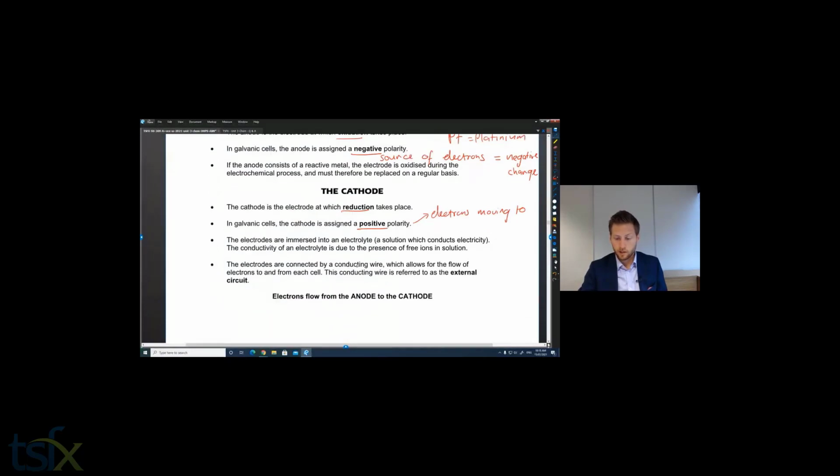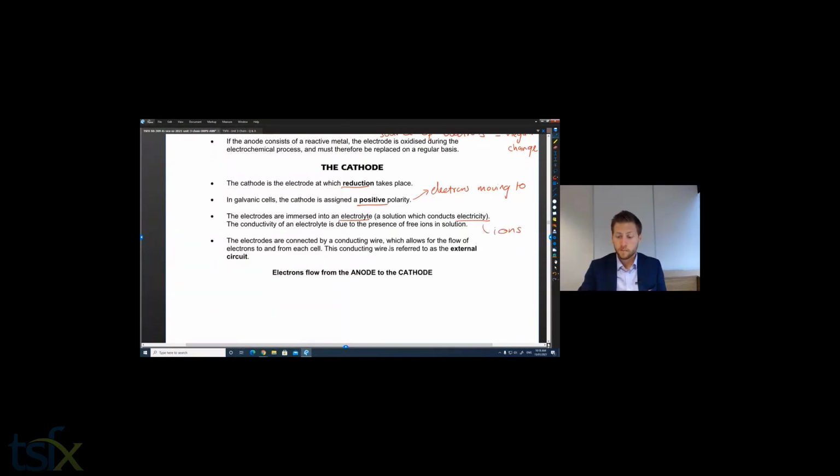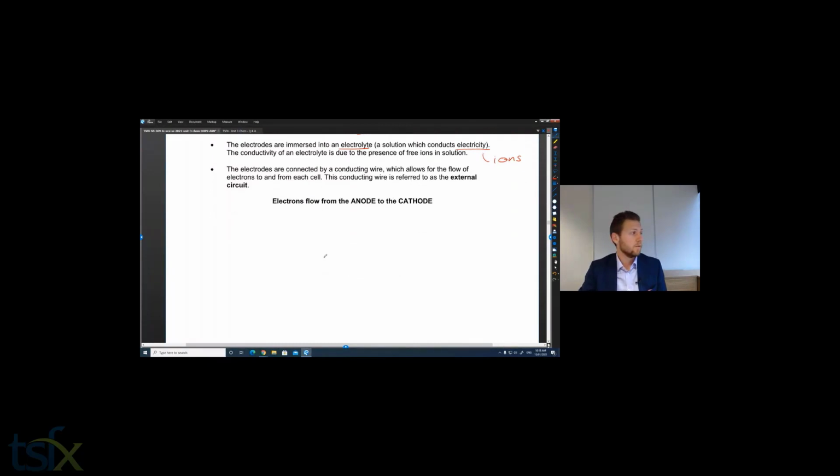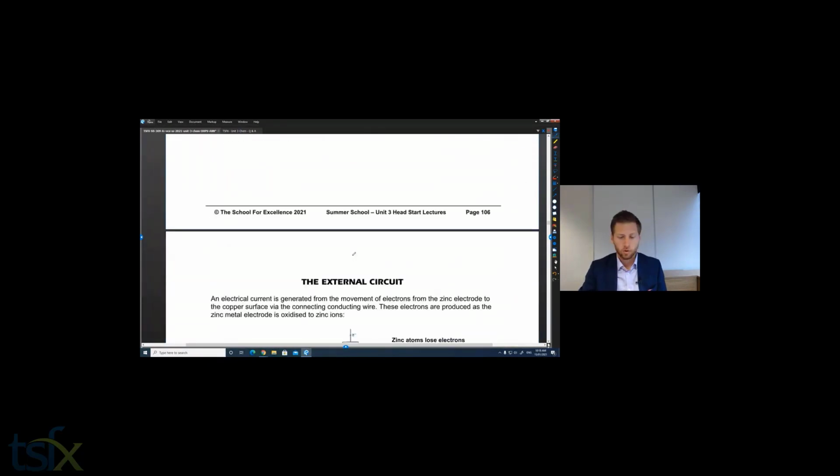All right, they're in an electrolyte. I don't think that's awkward, but yeah, sure. The electrolyte is where you've got a solution and it conducts electricity, so it's got ions in it. You might remember that from Unit 1, 2. And then they're connected by a wire. All right, cool. We're going through that.